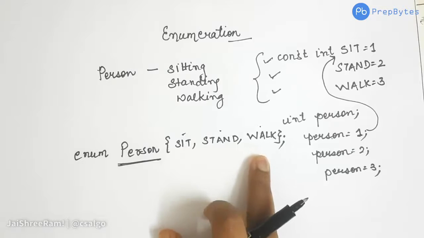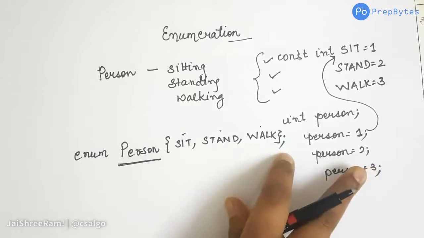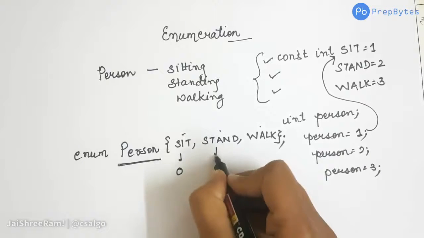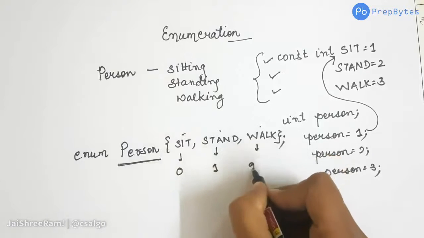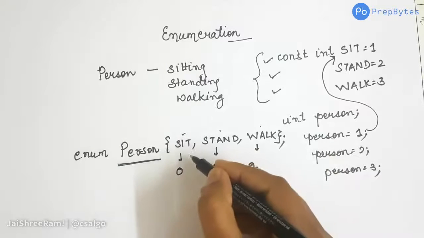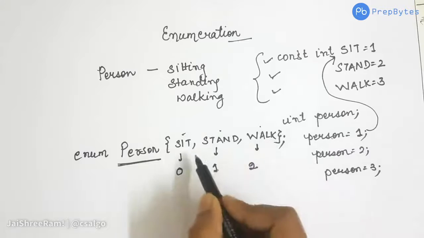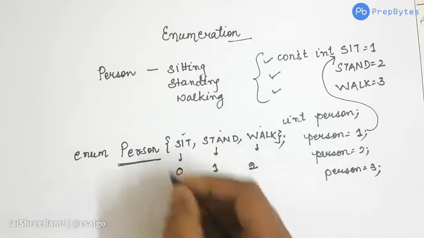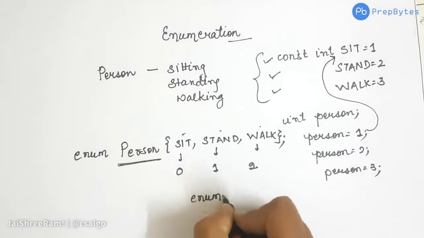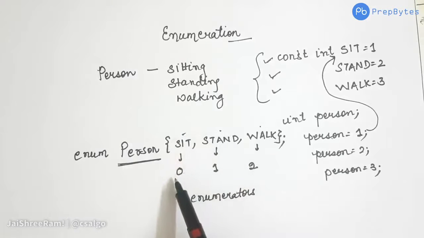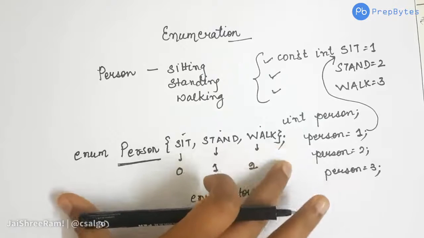So what happens in enum is these values get an integer constant by default. It starts from 0. Sit will have value 0, stand will have value 1, and walk will have value 2. So by default an integer value is assigned to these three particular things. These particular values here are also known as enumerators. So I'll repeat. These are enumerators which by default have values 0, 1 and 2. The first has value 0, the second has value 1, the third has value 2. So this is how we declare or define an enumeration.